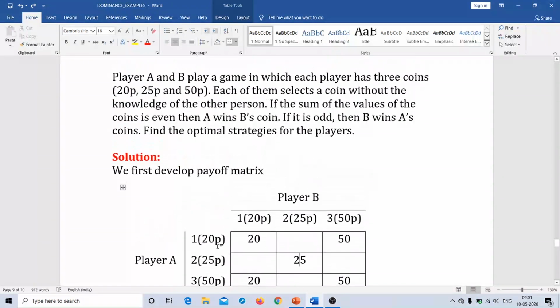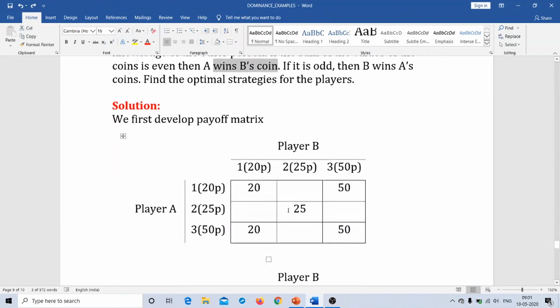Now what happens if the sum is even? A wins B's coin. So this is even and B's coin here is 20 paisa, so I put 20 here. Similarly, here also A wins and B has got 25 paisa here, so I put 25 in this cell. And here B has got 50 paisa and this cell where A wins, because the sum is even, I put 50. Now for all the 4 cells which are blank here, the sum is odd.